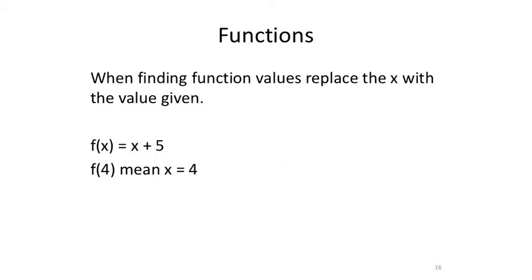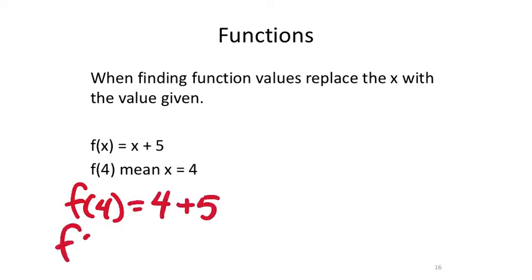Now, when finding function values, replace x with the given value, right? So yeah, something like this one. If they gave us this function, f of x equals x plus 5, f of 4, and that's how this reads, f of 4 means x equals 4. So to write this out completely, you'd say f of 4 equals 4 plus 5, and then you'd find f of 4 equals 9.